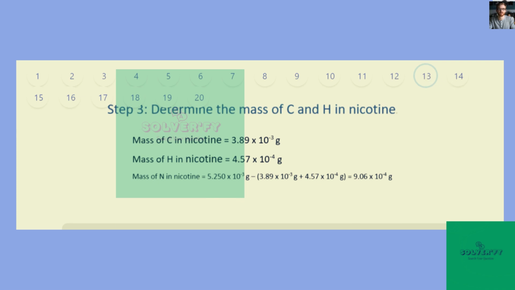So since the nicotine is being combusted to produce CO2 and H2O only, that means the mass of carbon and hydrogen in CO2 and H2O is also the mass of carbon and hydrogen in nicotine. So we assume these masses of carbon and hydrogen in nicotine, and then we subtract these masses from the mass of nicotine to get the mass of nitrogen. Now we know the mass of nitrogen. Now we know the mass of carbon, hydrogen, and nitrogen.